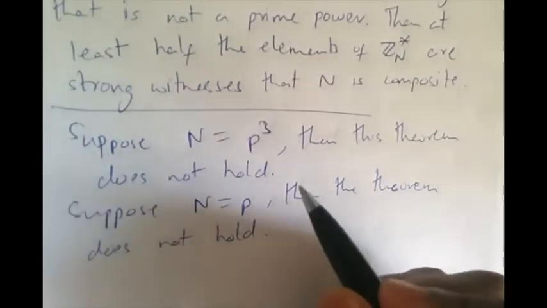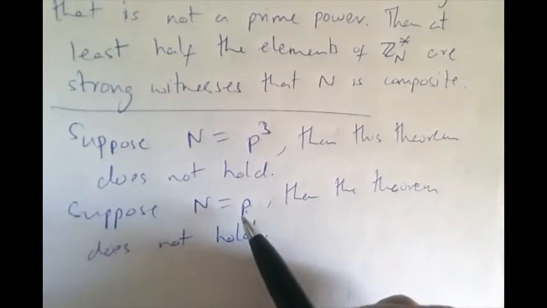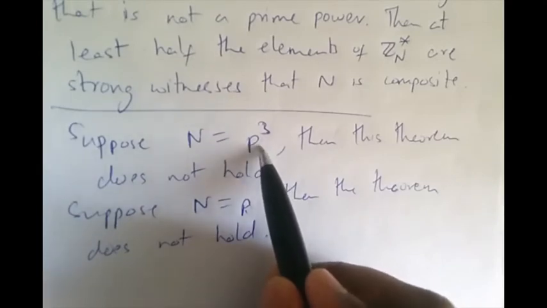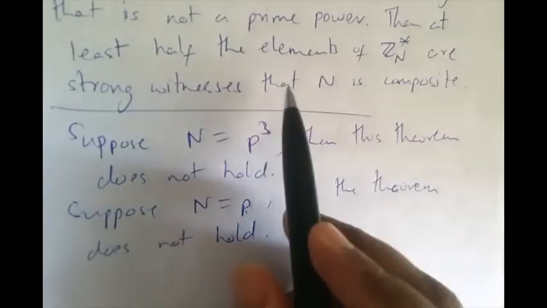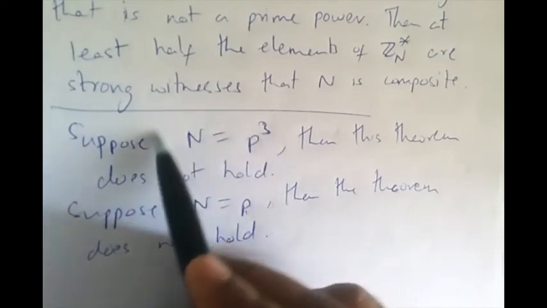But we want to differentiate between these two cases. Here n is a prime, so this is the case we want to identify. Now here n is a prime power, so the hypothesis of the theorem does not hold. So I want to remove cases like this.